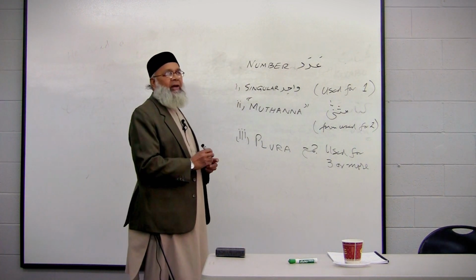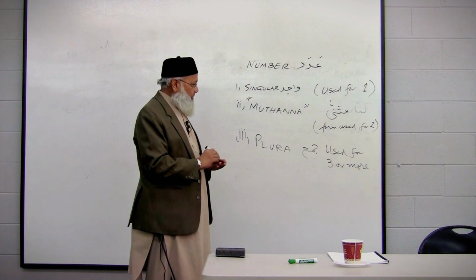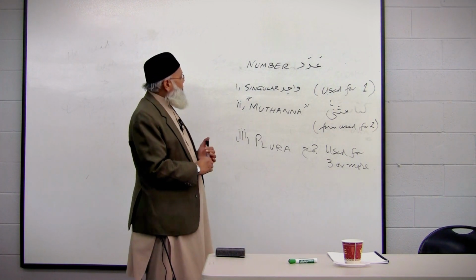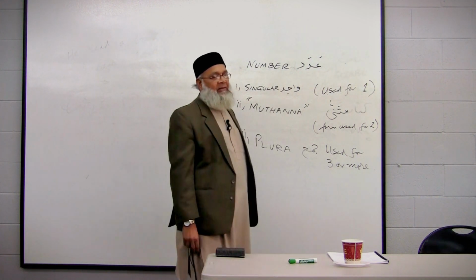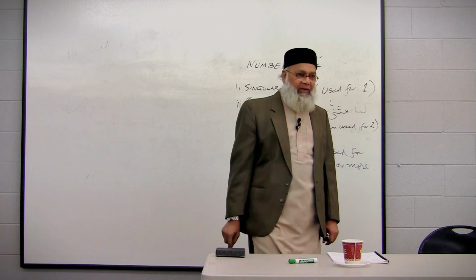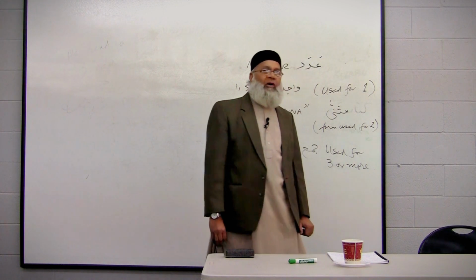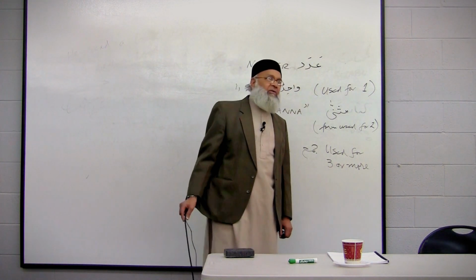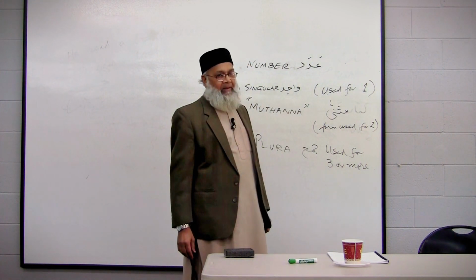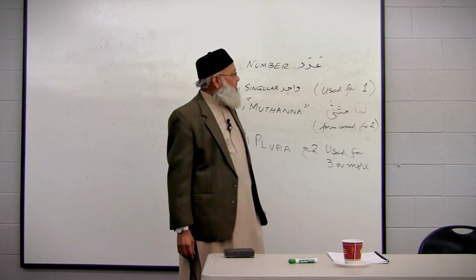Used for three or more. So, wahid is the form used for one, comparable with singular of English. Plural is the form used for three or more. It is jama. And then in the middle there is a special form in Arabic for two, that is known as muthanna. Right?